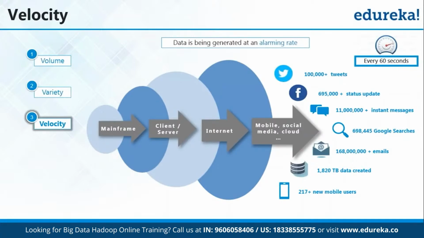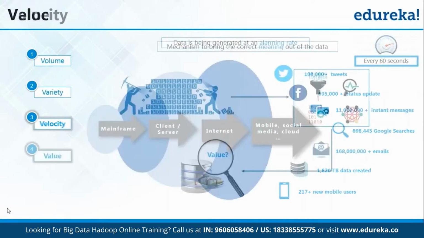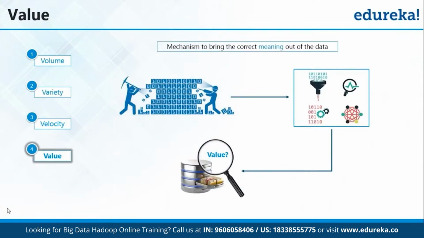And obviously the number of mobile users is also increasing every minute. There are 217 plus new mobile users every 60 seconds. Geez, that's a lot of data. I don't even want to go ahead and calculate the total. It would actually scare me. Yeah, that's a lot. Now, the bigger problem is how to extract the useful data from here.